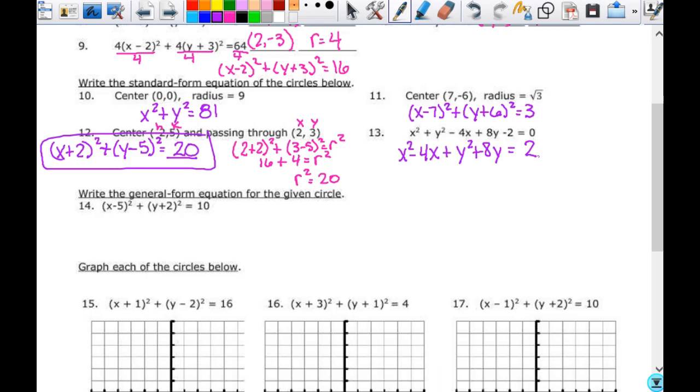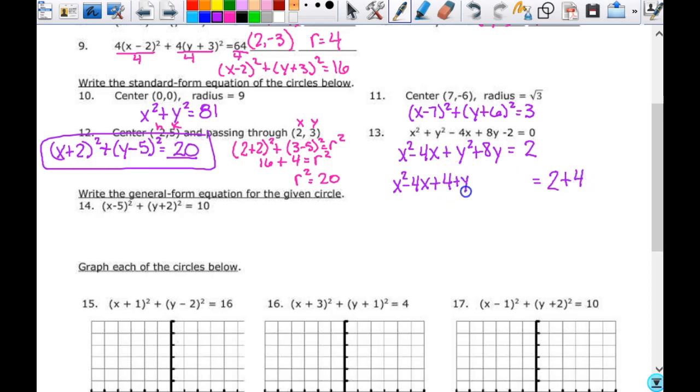Again, I think that most of you have the general idea, but something is going wrong for some of you in some of these places. So we've got x squared minus 4x. I'm going to take half of that. Now all this is going to be equal to 2. So x squared minus 4x, I take half of that. That's a negative 2 squared. I add 4, so I have to add 4 over here.